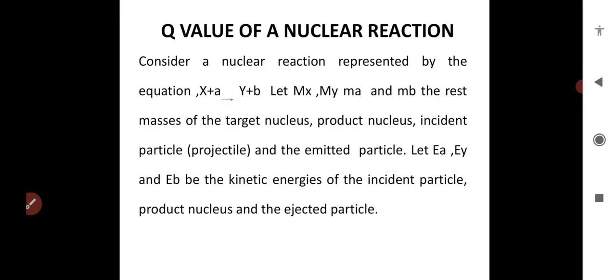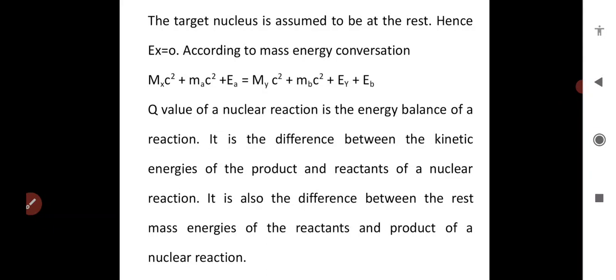Let capital Mx, capital My, small ma and small mb be the rest masses of the target nucleus, product nucleus, incident particle and also emitted particle of the nucleus. Let Ea, Ey and Eb be the kinetic energies of the incident particle, product nucleus and ejected particle. Here, first consider the kinetic energy of the target nucleus to be 0, that is Ex equals 0.